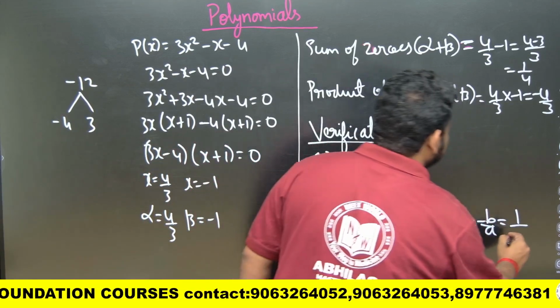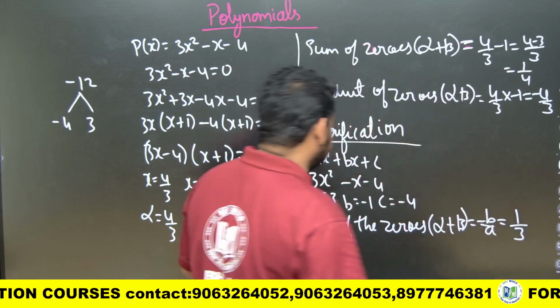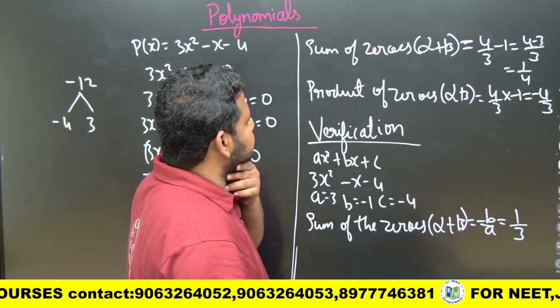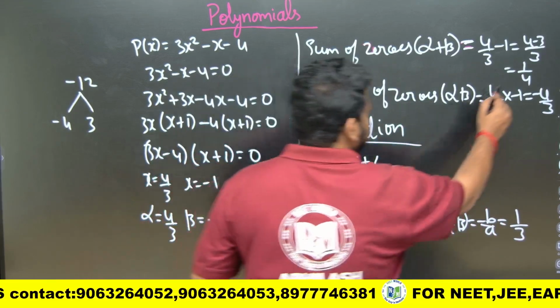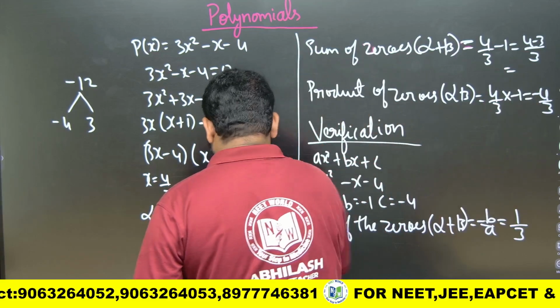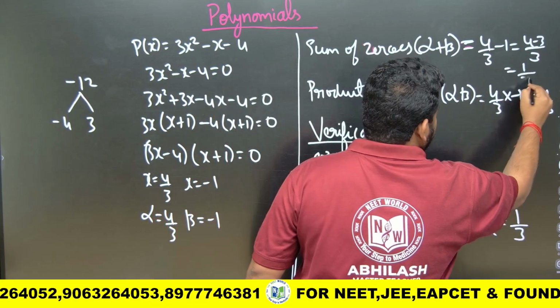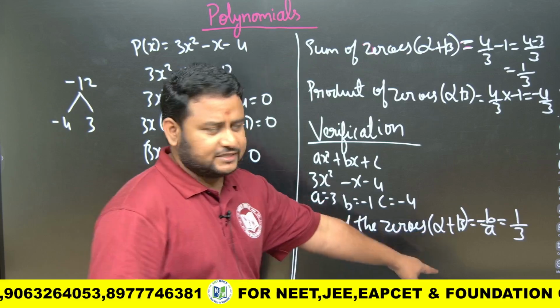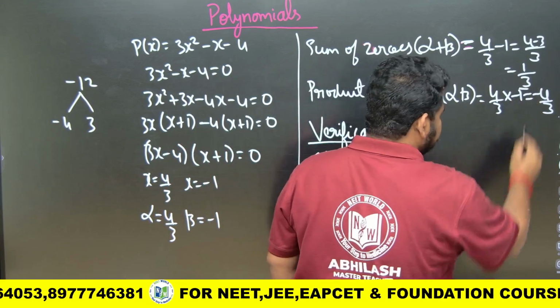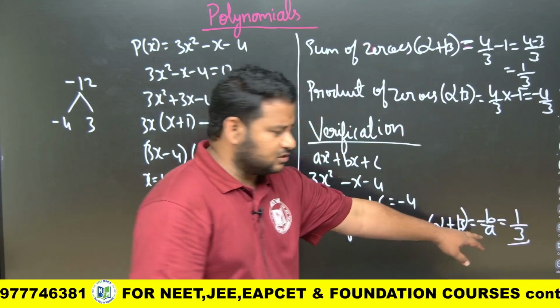A is 3. Oh, actually this should be 1 by 3. Here we have made a mistake. Excuse me, this will be 1 by 3, the denominator should be 3. So here we got 1 by 3. There also we got 1 by 3, so the sum of the zeros is 1 by 3 in both cases.